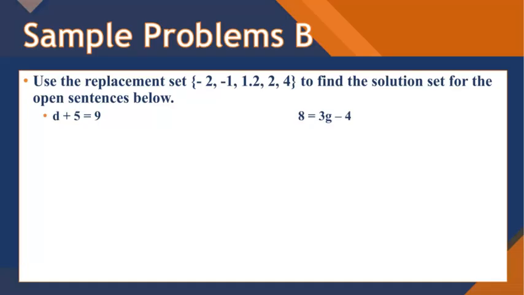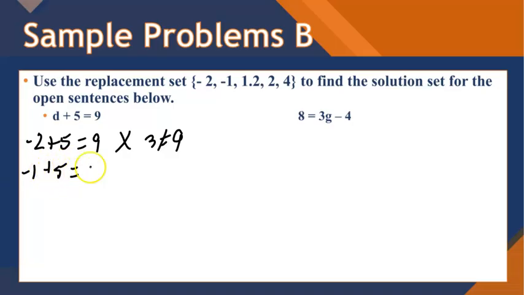Next, use the replacement set -2, -1, 1.2, 2, and 4 to find the solution set for the open sentences below. So we're going to plug those numbers in. So for D, we have -2 plus 5 equals 9. That is not correct because this would be 3 equaling 9, and 3 does not equal 9. What if we try -1 plus 5 equaling 9? That does not work because -1 plus 5 is 4. 4 does not equal 9.